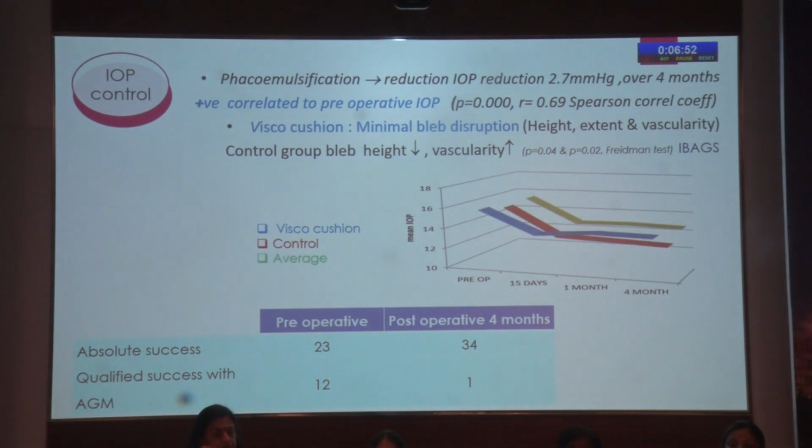So IOP reduction was there, but it was positively correlated to the preoperative IOP, and the visco cushion group had the minimal bleb disruption, both by the height, extent, and vascularity as per IBAGS.